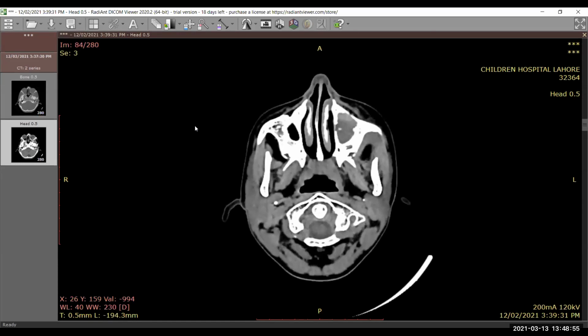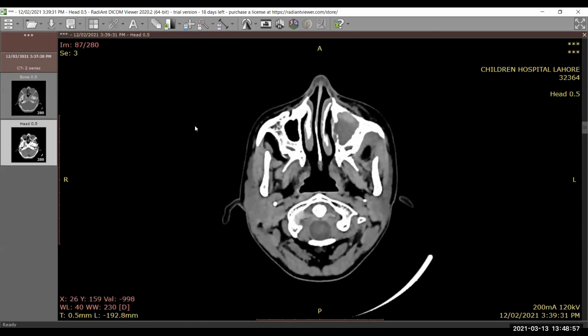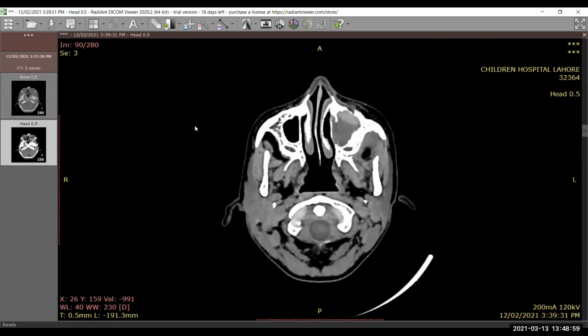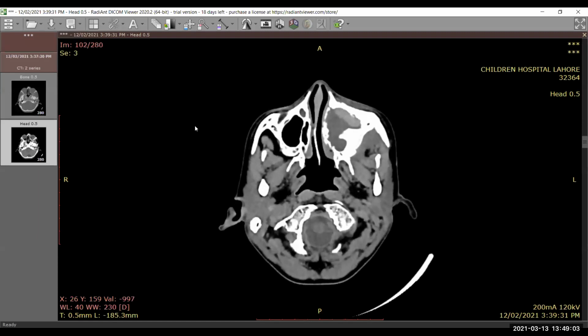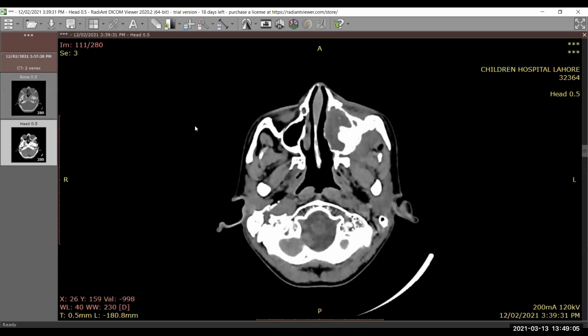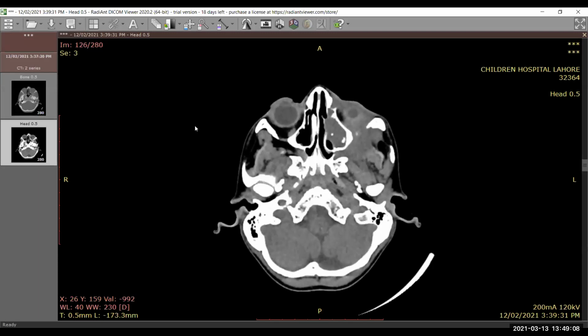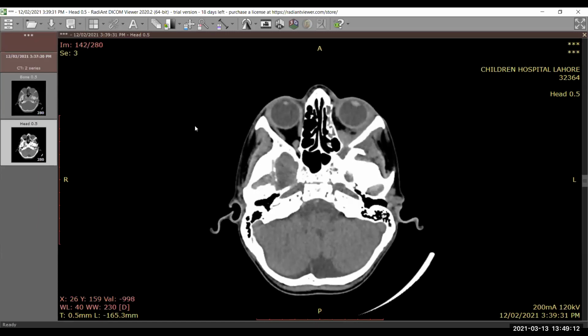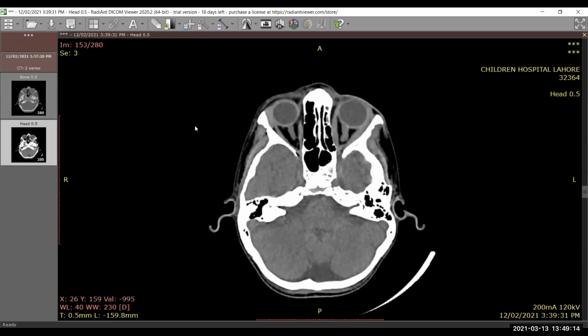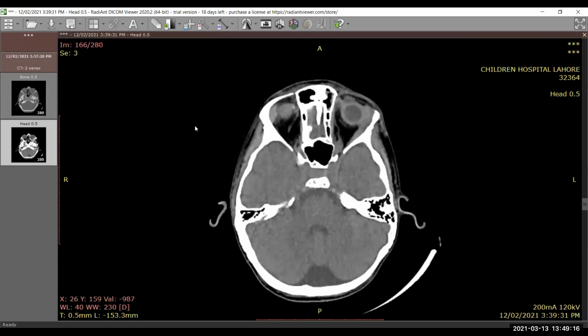Okay, soft tissue window. Inside that lytic lesion, there is a hyperdense area anteriorly and hypodense posteriorly, extending to the left ethmoid bone. There is dehiscence of the lamina papyracea on the left side.